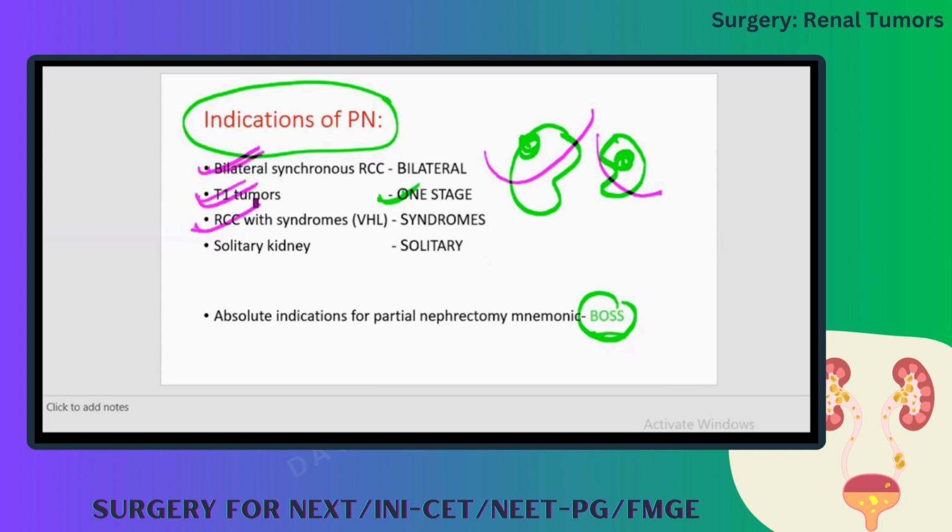In RCC with syndromes. Why? In syndromes, you have to do partial nephrectomy only. Think logically. Just think and tell me, you can answer.